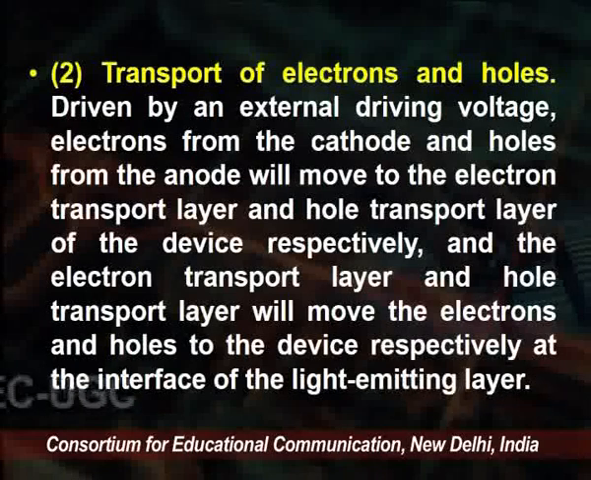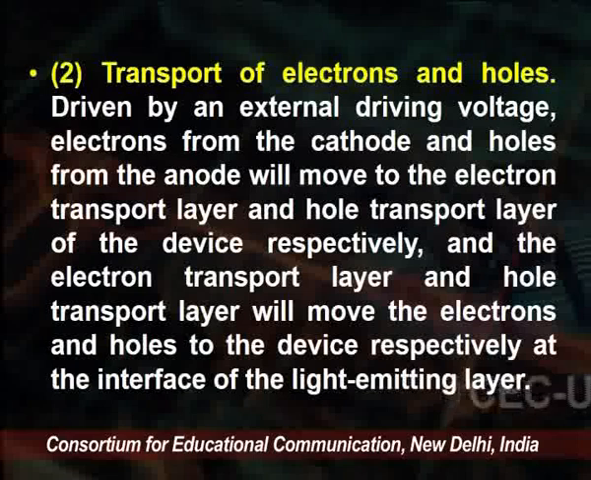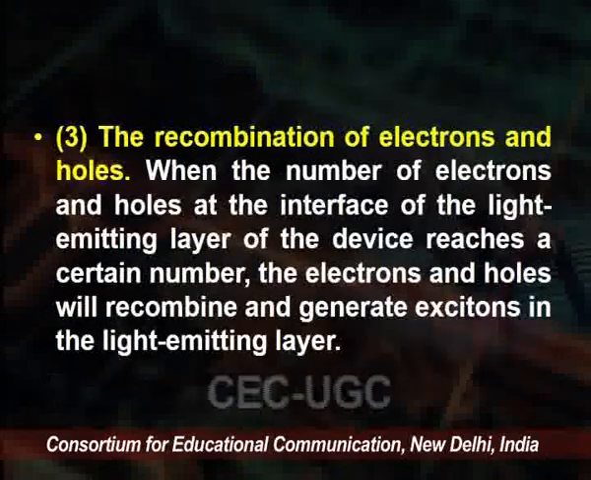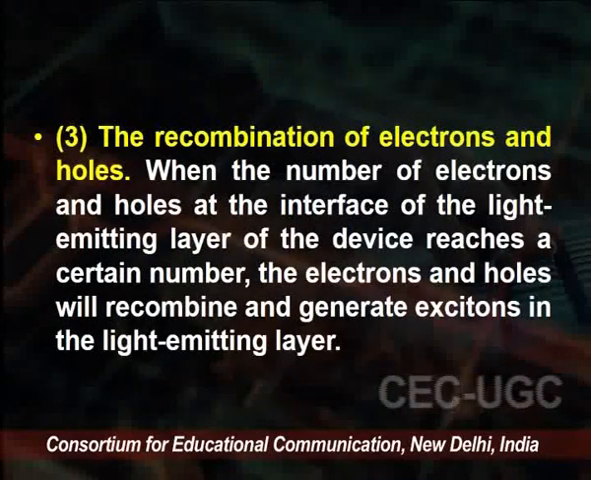Now the electron transport layer and the hole transport layer will move the electrons and holes respectively to the interface of the light emitting layer. In the third step, there is a recombination of the electrons and holes.